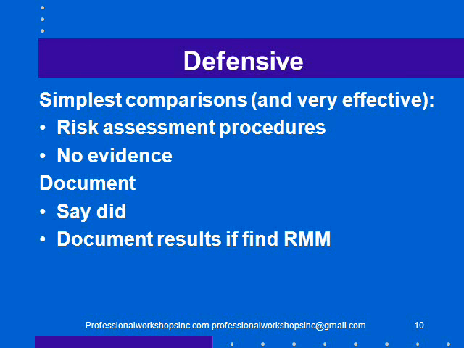Now, the simplest comparisons can be very, very effective, and they're risk assessment procedures. They don't necessarily give us evidence. We should document them. We say that we did them, and we record any unusual matters that we find in our documentation of risk of material misstatement, and that's an efficient and effective way to document our analytical procedures.